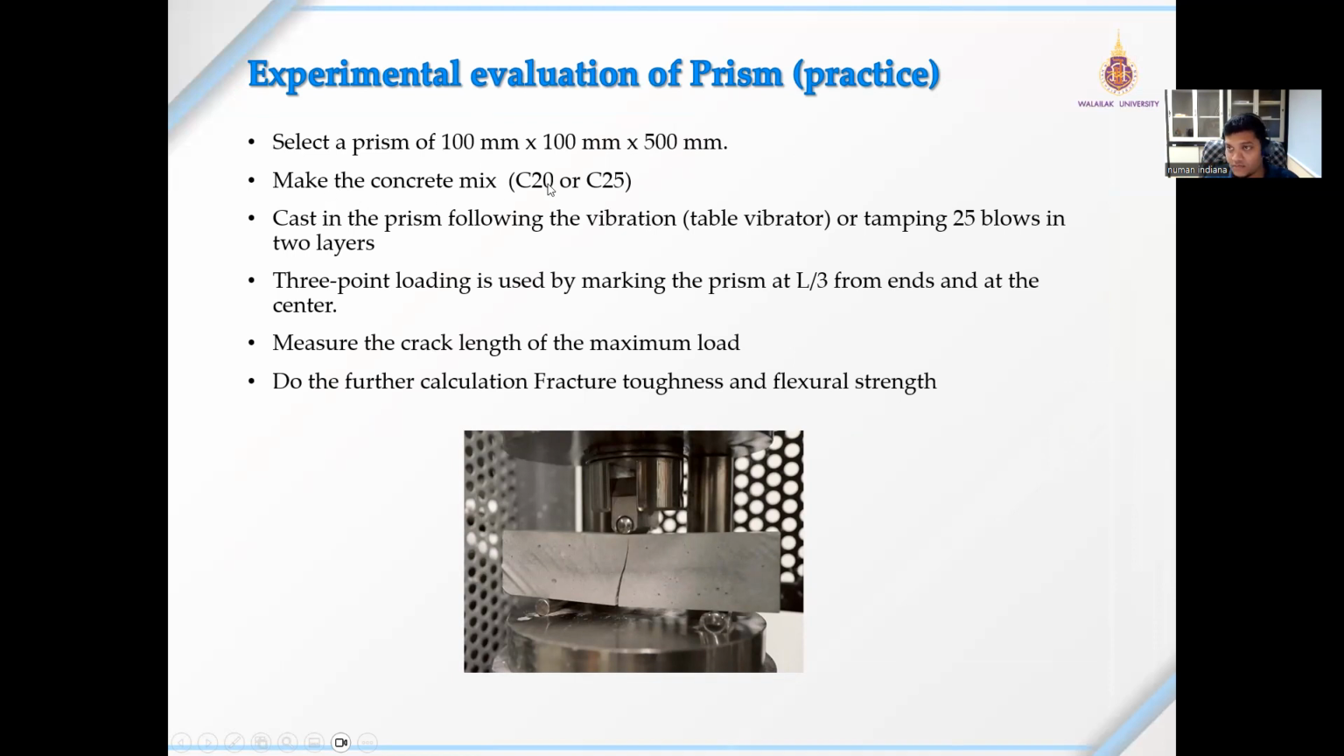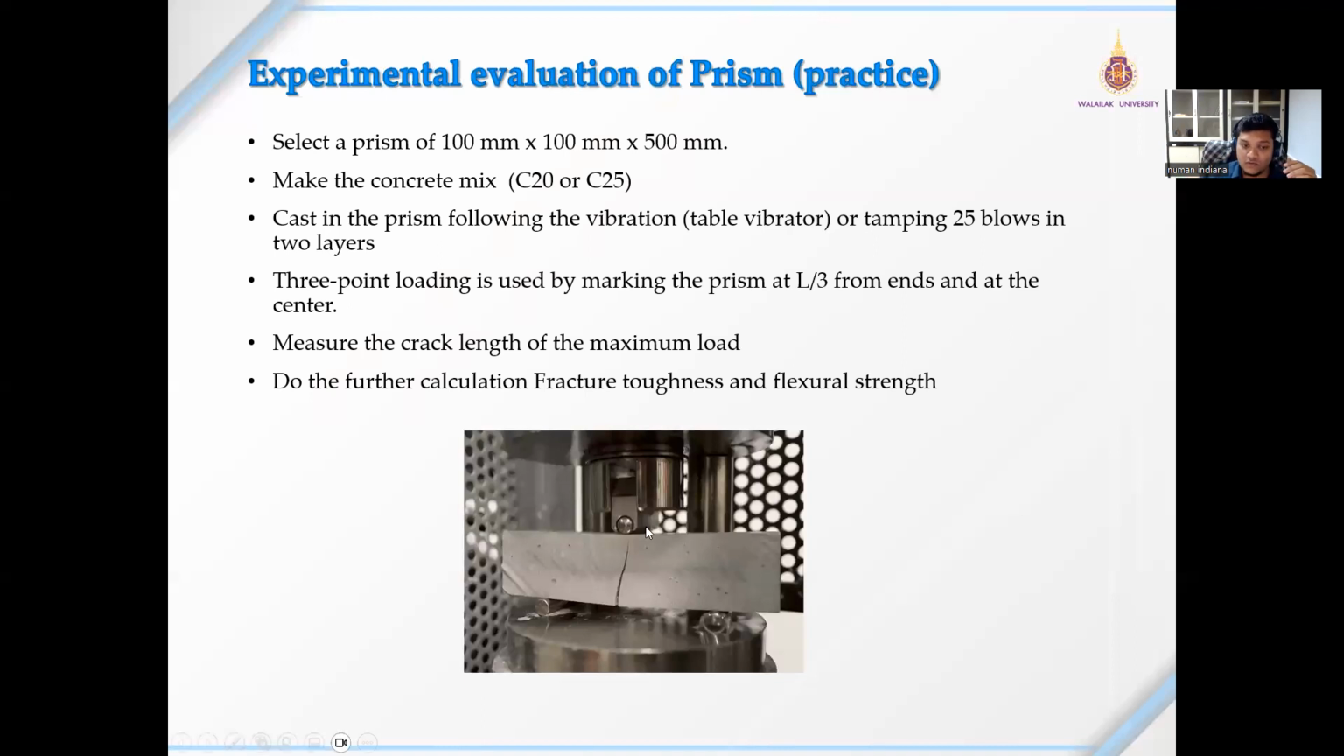Then we will make the concrete mix based on these grades, C20 or C25. Then we cast the specimen with tamping of 25 blows in 2 layers. That you will get to know in laboratory. Then we will set up the 3-point loading, where the load above should be at the center, and the bottom supports should be at L by 3 and L by 3 distance from the end faces. So that we will see in the laboratory.